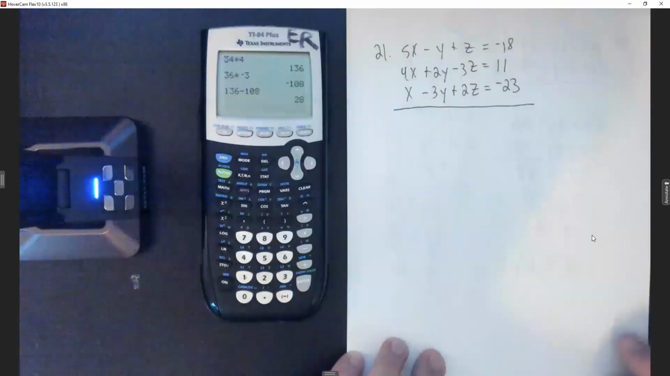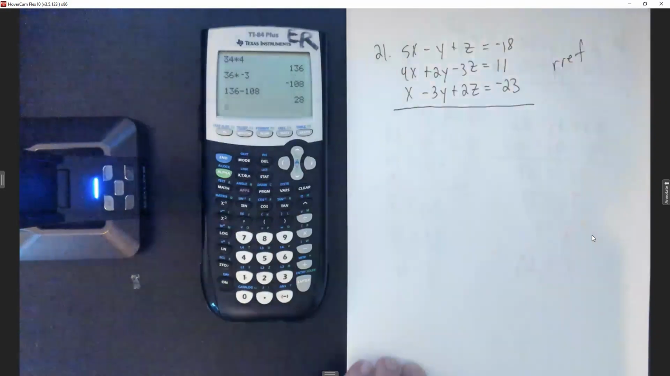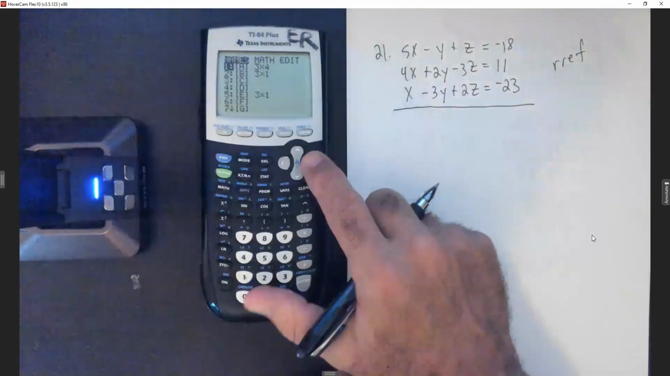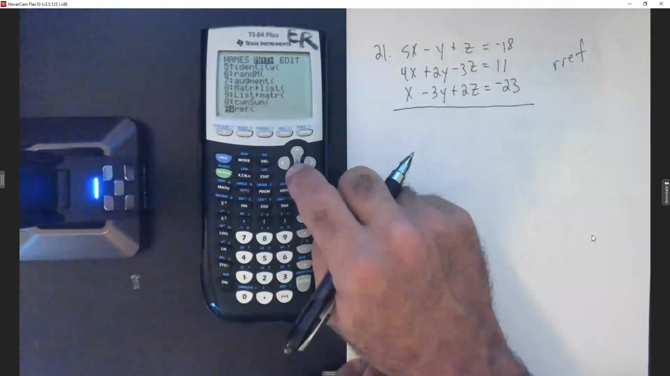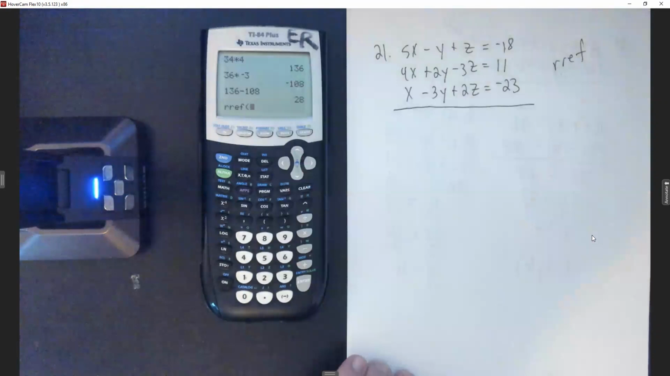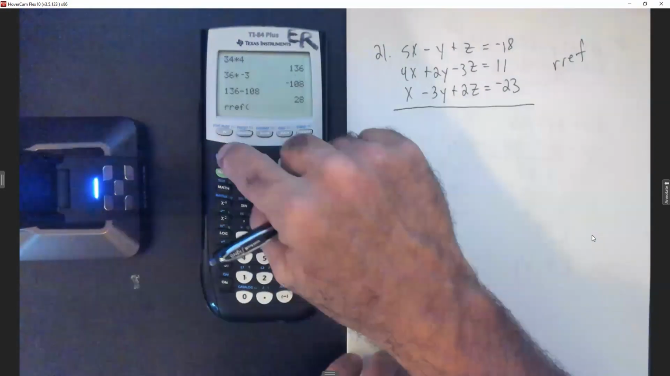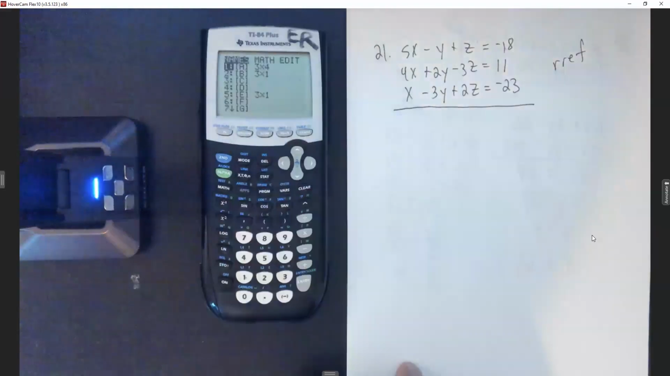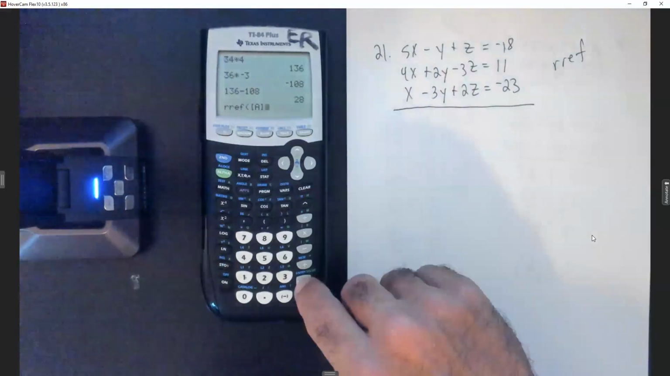Now I want that RREF. To get it, I hit second, x negative 1 for the matrix, arrow over to math, and once you get to math, you arrow all the way down until you get to RREF. Hit enter. So now I've got my RREF on the screen. I now have to go get that matrix we made. So once again, hit second, x negative 1. I put everything in matrix A, so I just hit enter on that. And finally hit enter to get our answers.